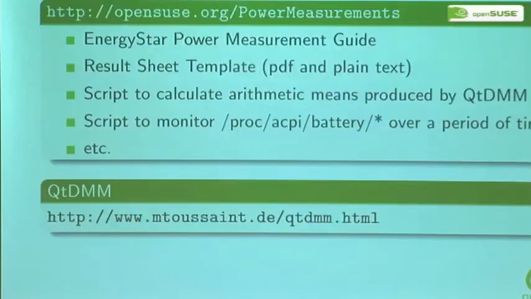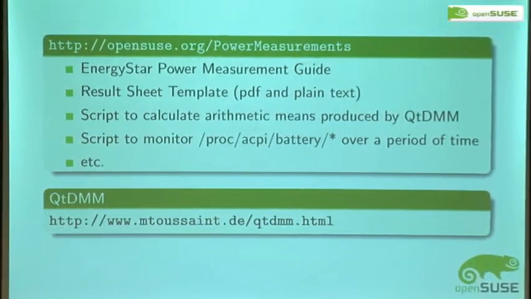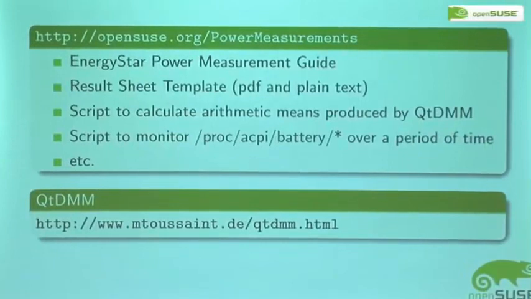So where to find all this information? There's a wiki page on opensuse.org, and it contains a detailed guide on how you can measure your laptop. It also has a result sheet template where you can fill in all your values, and you can also find the scripts which are used there. This is a central point where I will put more and more information in the future. And of course, that's the homepage of the measurement software.